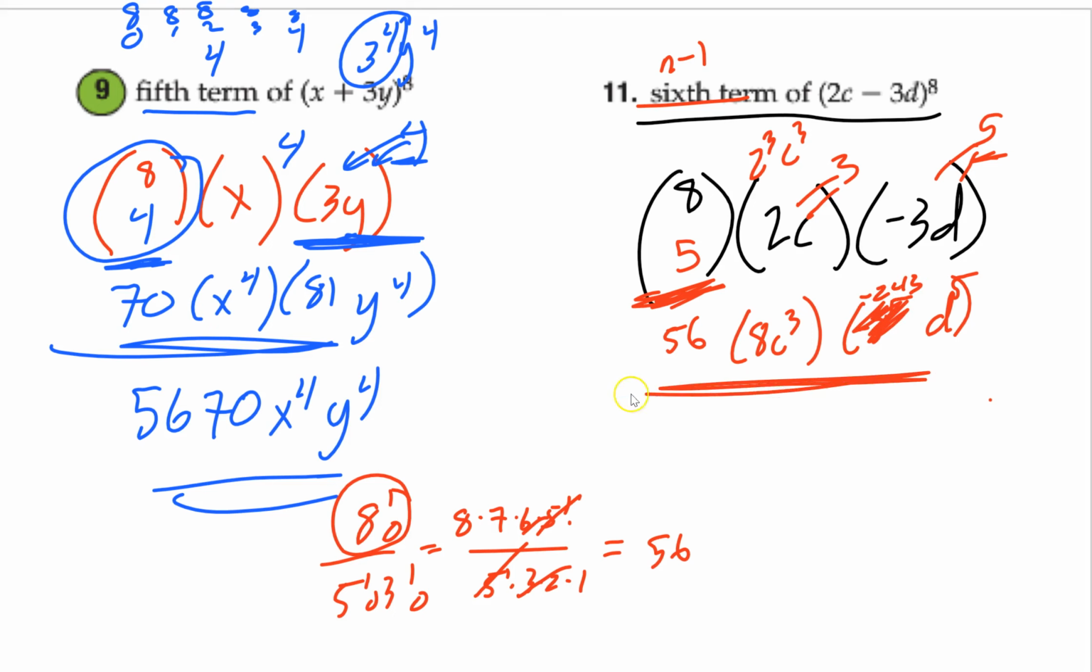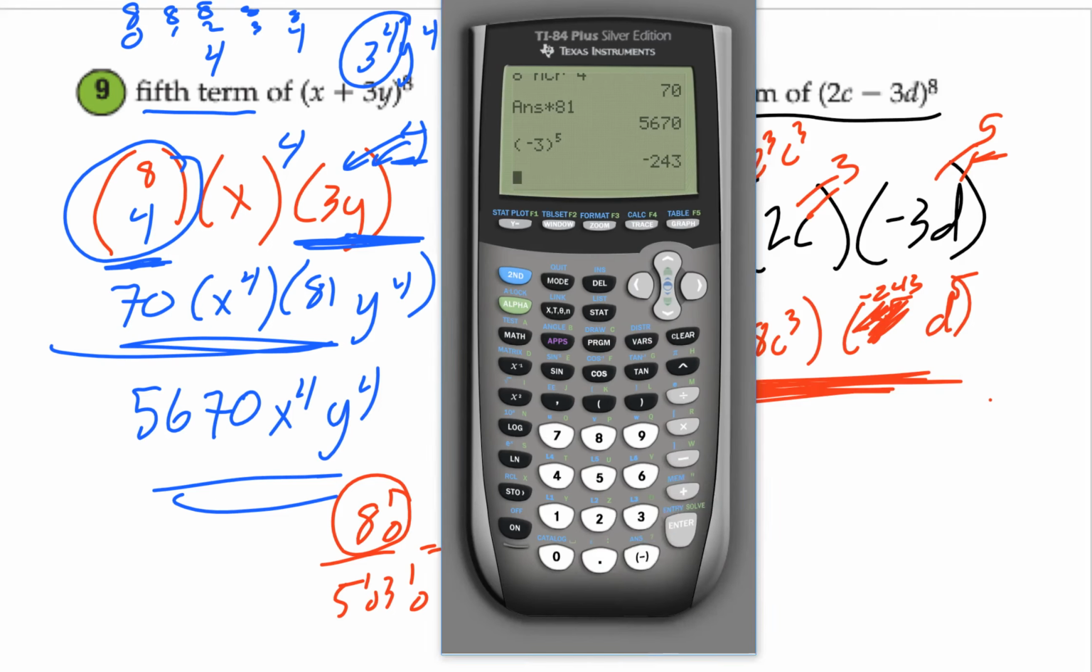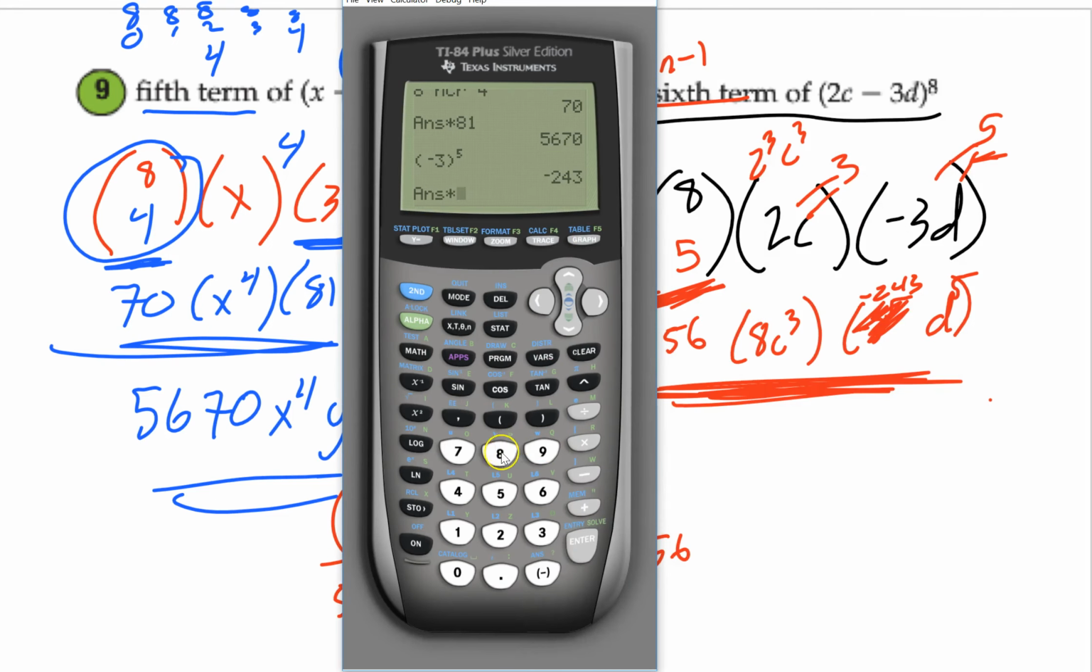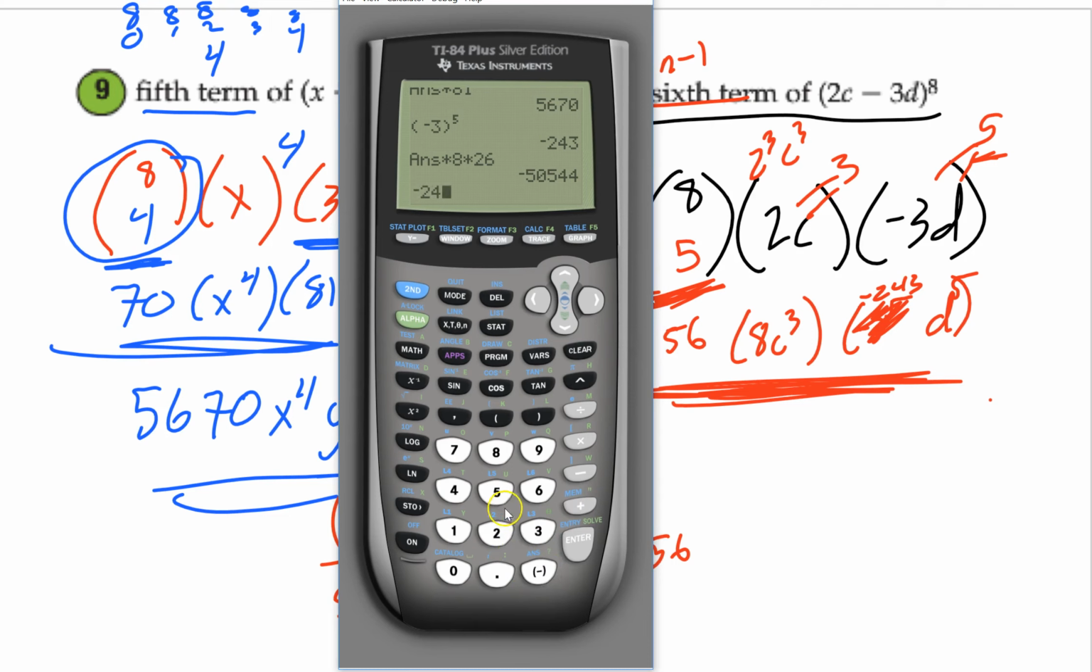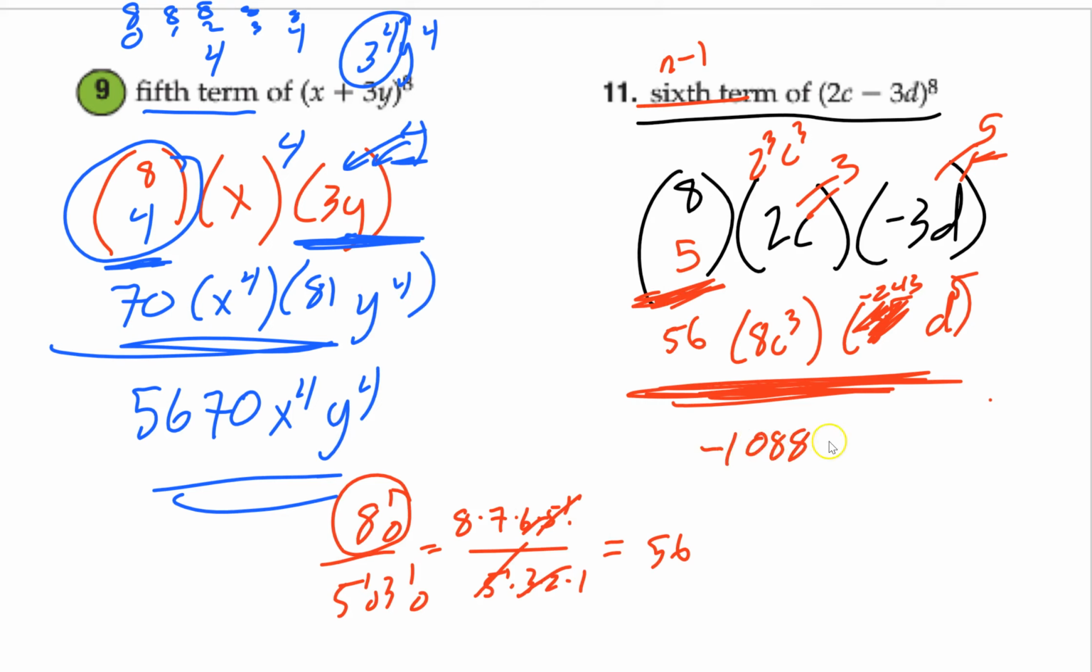Keep in mind, these are all being multiplied. Don't give me this minus 243. I hate that. They're all being multiplied. So I need 243 times 8 times 56. Oh, crap. Negative 243 times 8 times 56. 56, not 26. So negative 108864. Big number.